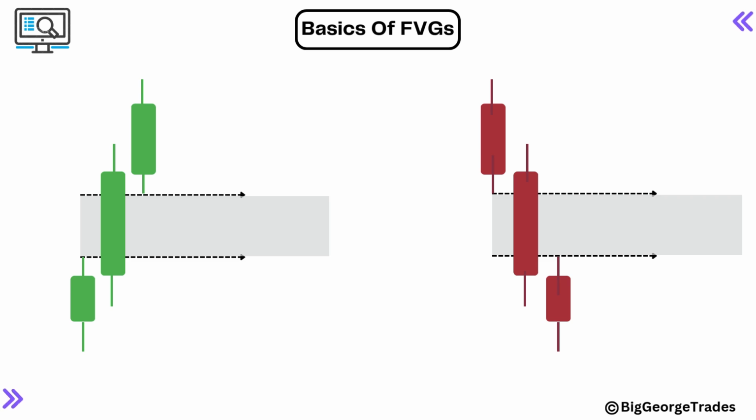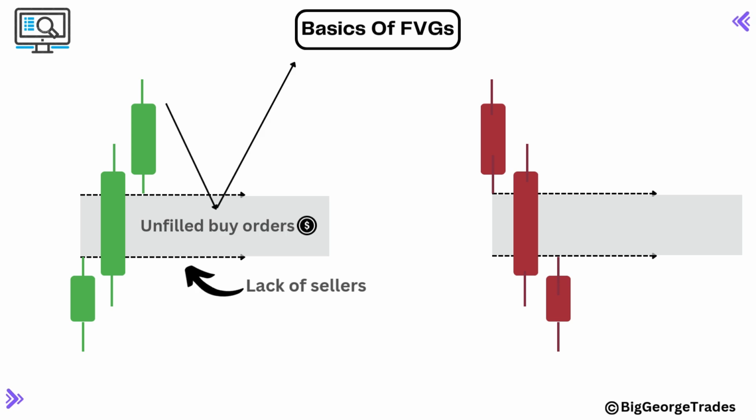When a bullish fair value gap is identified, it shows a lack of sellers in the market at the particular time where the fair value gap was created. So what price does at this point is rebalance itself, selling to these areas, then picking up all the buy orders pending within the fair value gap area.